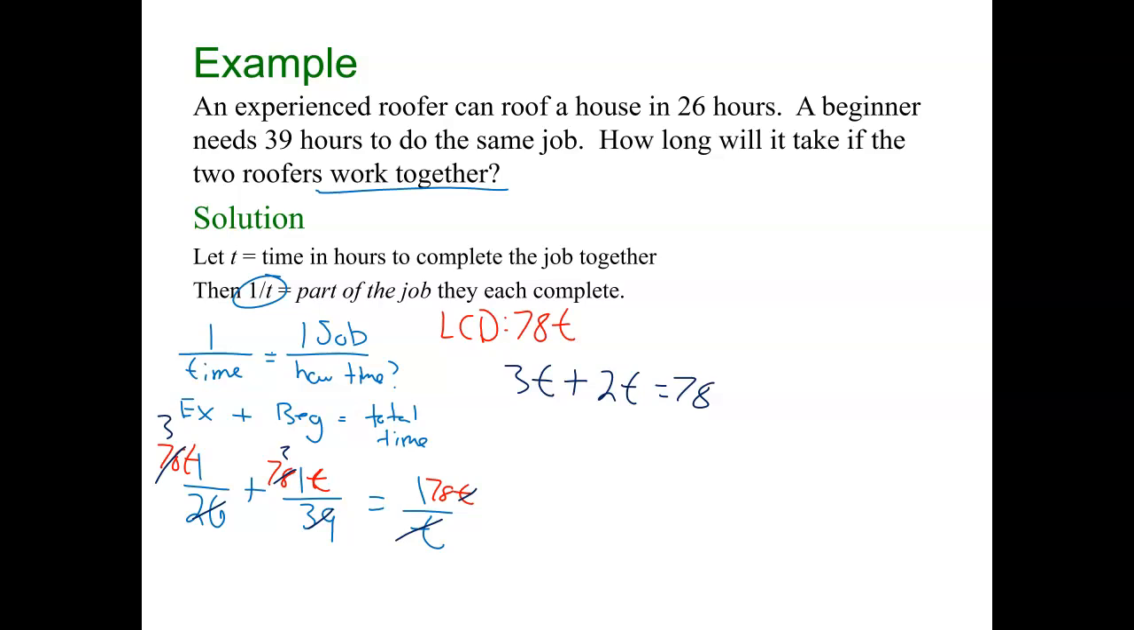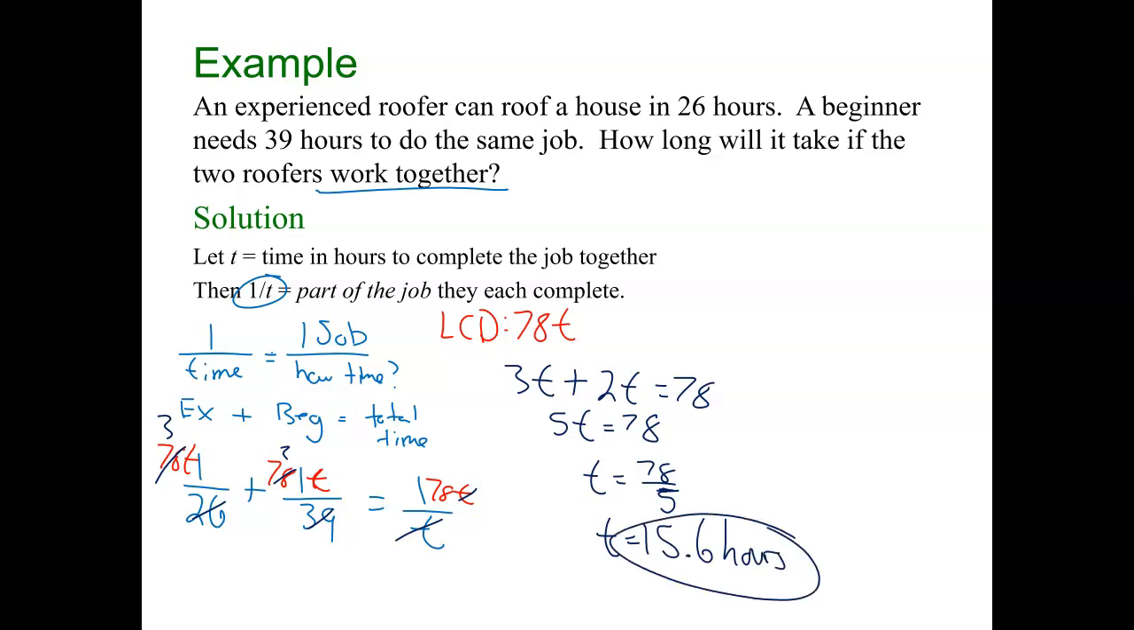Now what? Combine like terms. Divide. Okay. Now, when it's asking for time, 78 over 5 hours doesn't really make a whole lot of sense, right? So go ahead and do the division and round it. What'd you say? Yep. 15.6 hours. So working together, it'll take them 16 hours to complete the job. Now in that time, remember the experienced roofer will get a lot more of it done.